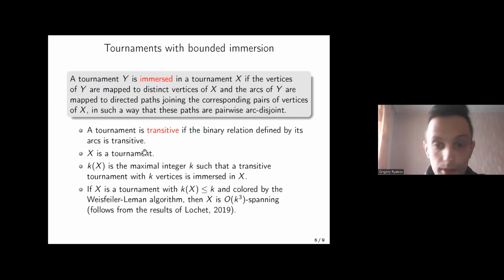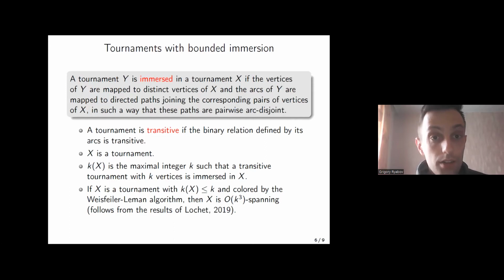So I mean that yes, for any parameter. And maybe it should be mentioned here also that it is a known fact that k(X) is at least the logarithm of the number of vertices of X. But maybe it is not quite important here.